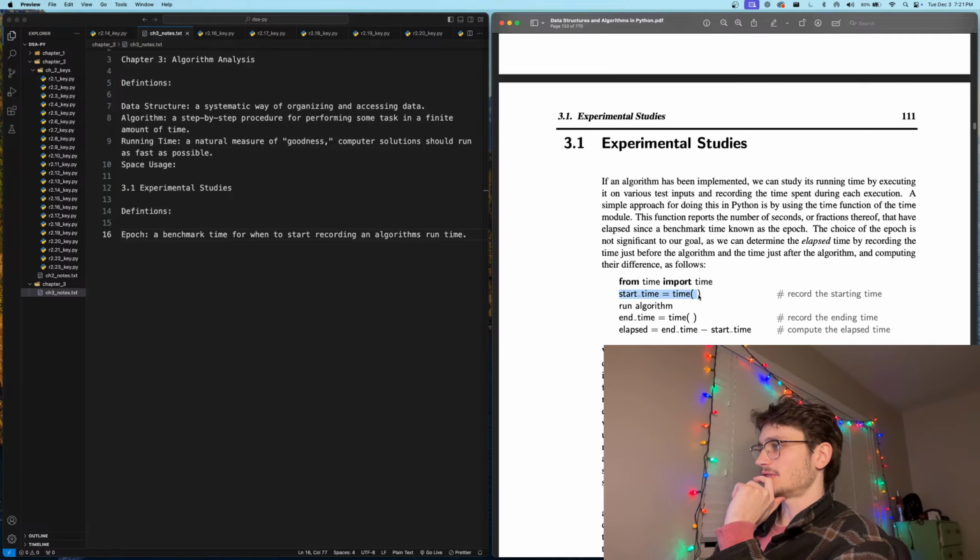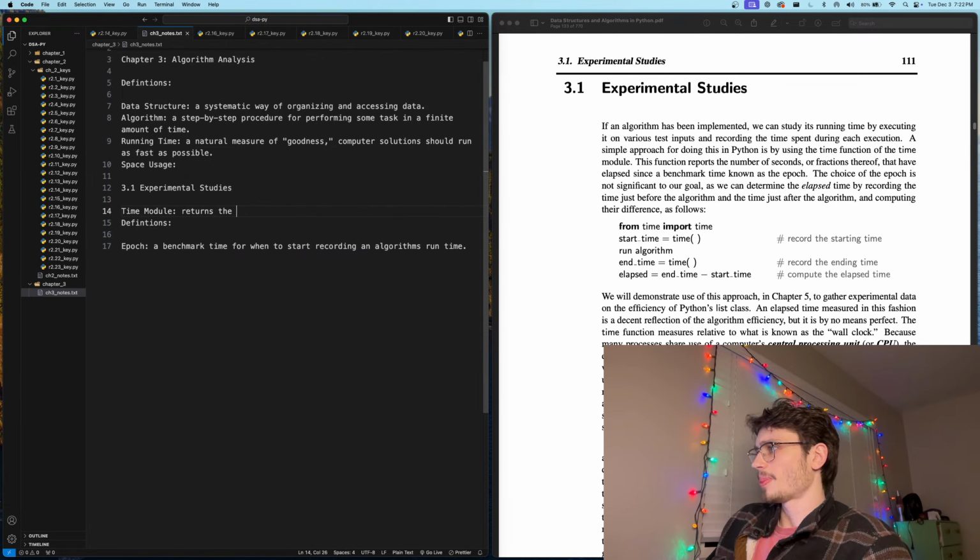From time import time. So you have the time module, which records and can return the elapsed time between two points in a program.